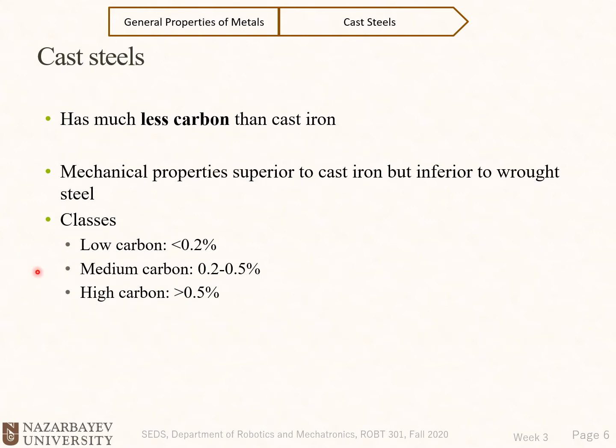Cast steels have much less carbon than cast iron. Mechanical properties are superior to cast iron, but inferior to wrought steel. So it's better than cast iron, but worse than wrought steel. We'll see what wrought steel is. Classes: we have low carbon, less than 0.2%, medium carbon, 0.2 to 0.5%, and high carbon, more than 0.5%. But anyway, it will have less than 2% carbon content.